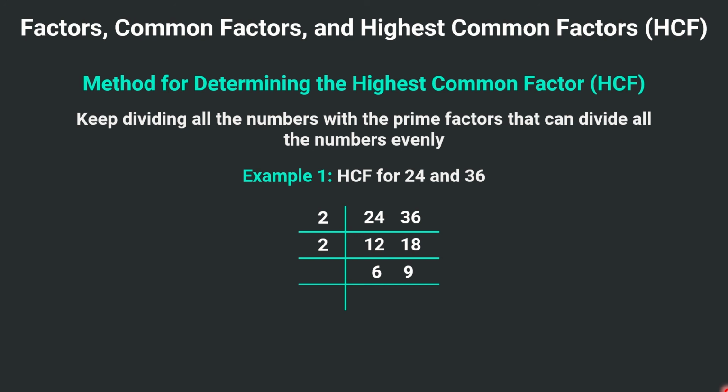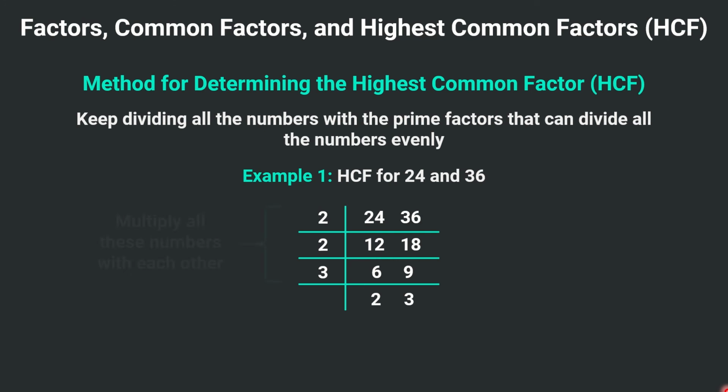So according to the instruction, we have to divide them only if all of them are divisible by the same number. Here 6 is divisible by 2 but 9 is not. So we will not divide them by 2. We will move towards 3. Are 6 and 9 both divisible by 3? Yes. So we will divide 6 and 9 by 3. We will get 2 and 3. Now 2 and 3 have no common factor, so we will stop the division here.